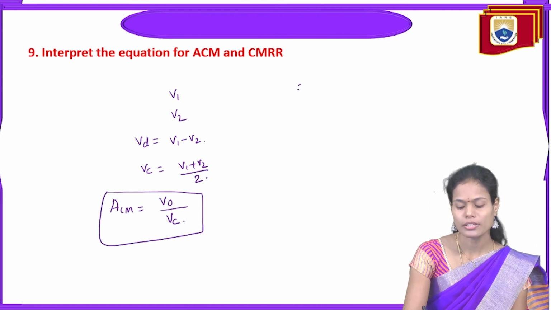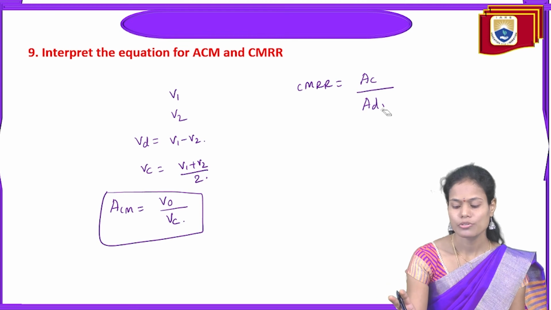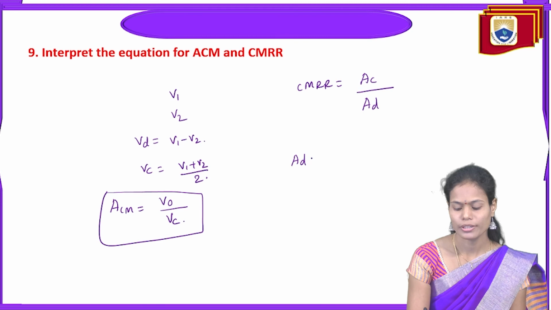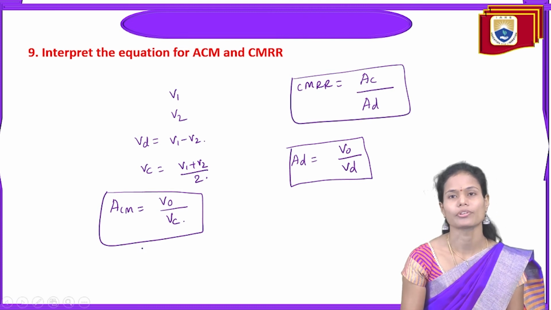To find the CMRR, common mode rejection ratio, we have to take the ratio of the common mode gain to the differential mode gain. So how do we find the differential mode gain? The differential mode gain is V0 by VD. So this is the CMRR value here.